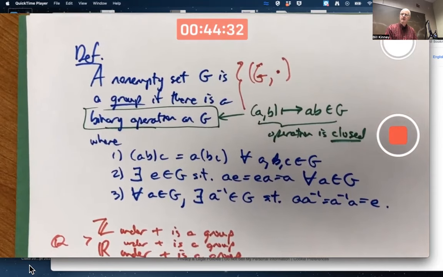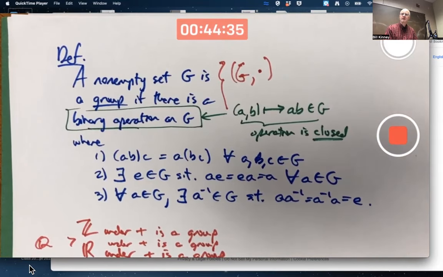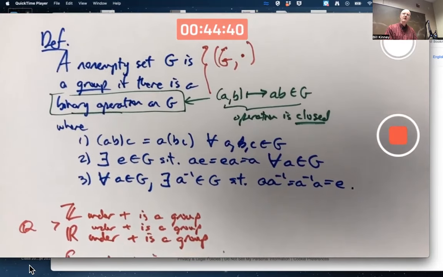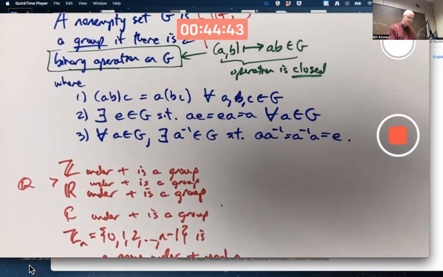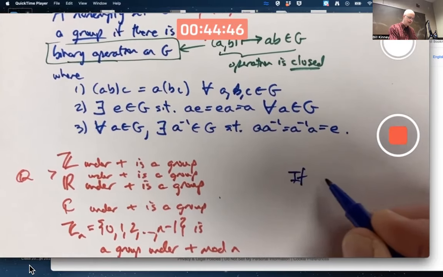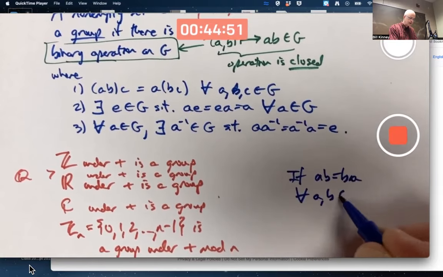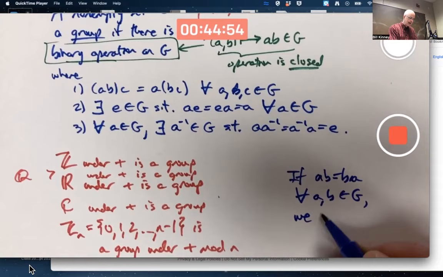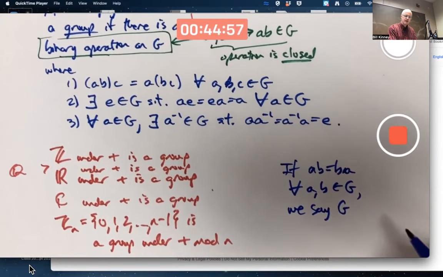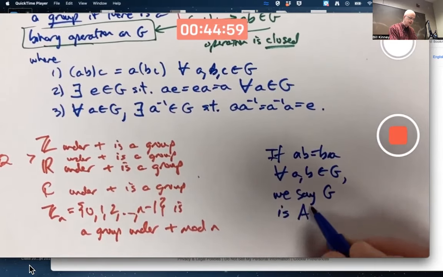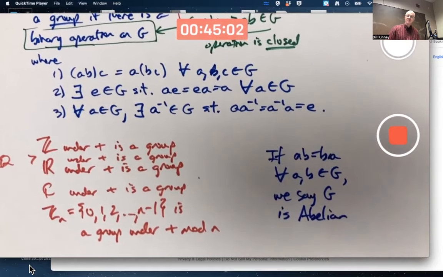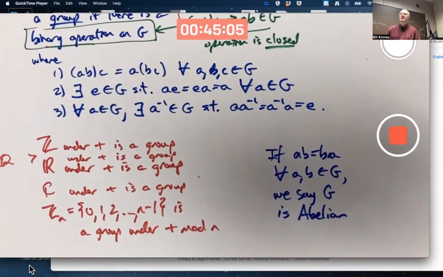Nowhere in here is the commutative property, though. Are there groups that satisfy the commutative property? Sure, we already saw some. When a group satisfies the commutative property, if AB equals BA for all A and B in G, we could say G is commutative, but instead we say G is abelian with a capital A, because it's in honor of a person with the last name of Abel, starting with an A.